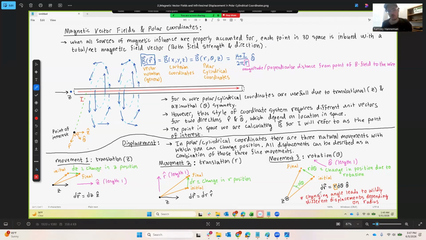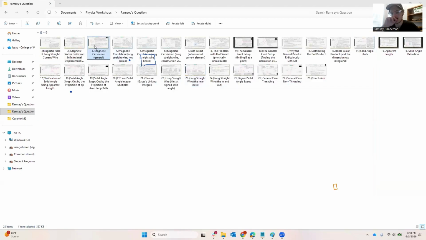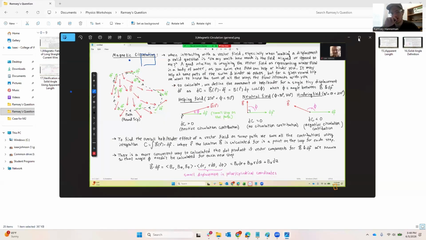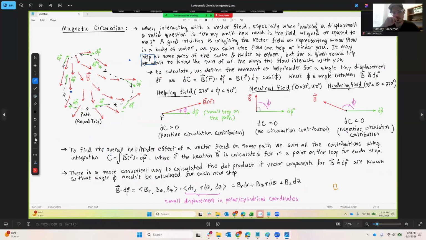This is just another case that pops up in Ampere's law a lot: changing angle can lead to wildly different displacements depending on radius. And so this is just setting up for magnetic circulation, which is really what this is all about. Ampere's law just tells us about magnetic circulation. That's really all it does.